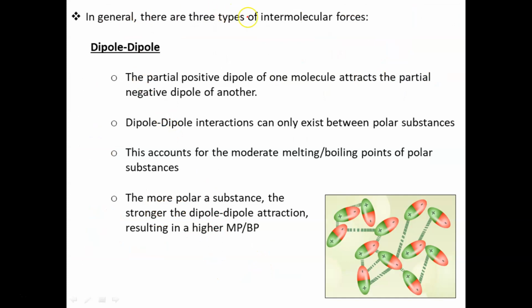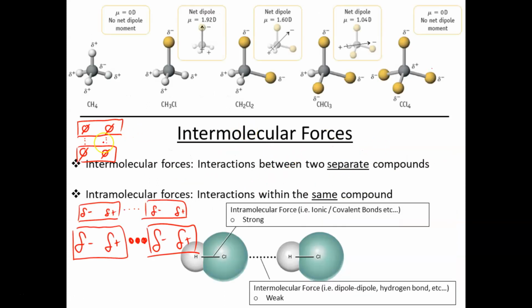Now, in general, there are three types of intermolecular forces we're going to be dealing with. The first is a dipole-dipole attraction. So the partial positive dipole of one molecule attracts the partial negative pole of another. Now, dipole-dipole interactions can only exist between polar substances. If the substance is nonpolar, there will be no dipole-dipole attraction. And this accounts for the moderate melting and boiling points of polar substances. Their melting and boiling points will not be as low as if they were neutral-neutral, but they won't be as high as if it was a definite negative and positive, like an ionic compound. Then they'd be really attracted to each other, with a very high melting point and boiling point.